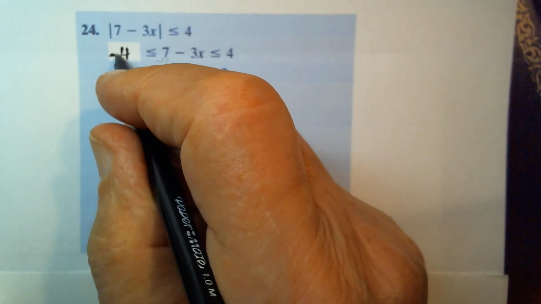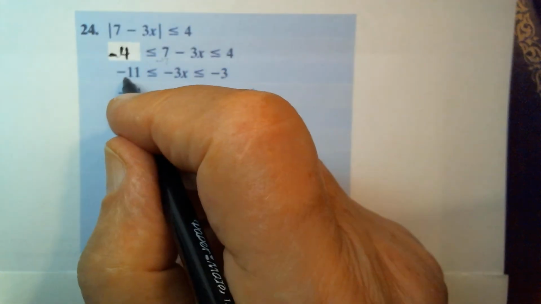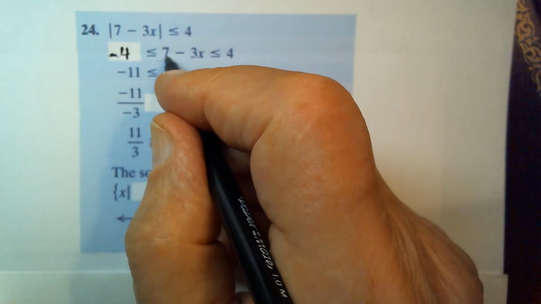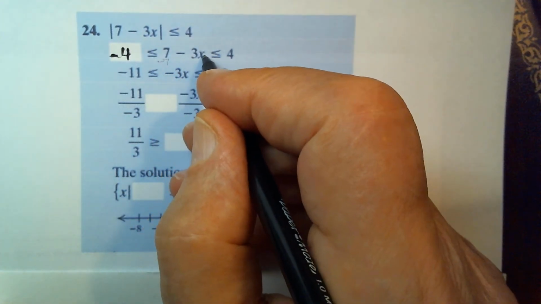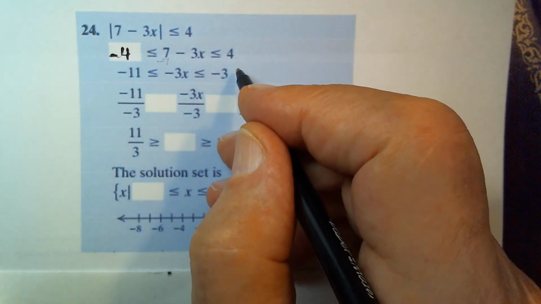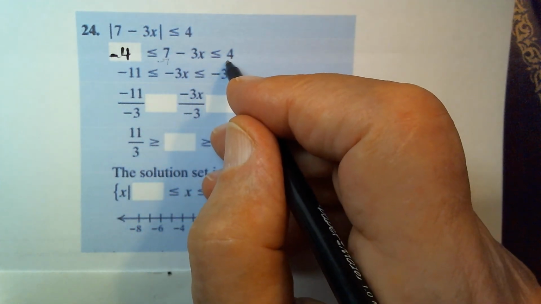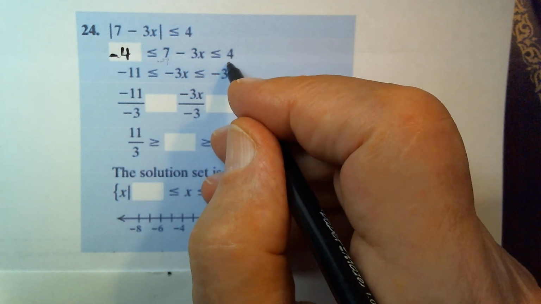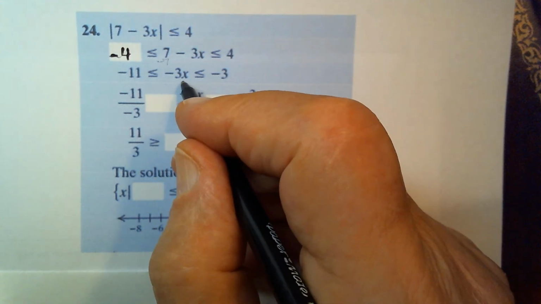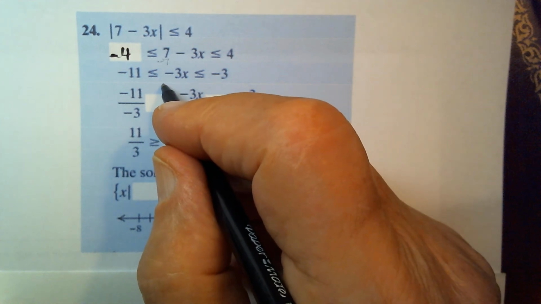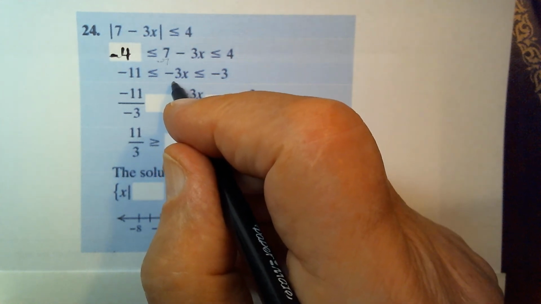Minus 4 minus 7 is minus 11, but 7 minus 7 is 0, so that only leaves us a minus 3x in the middle. And so when we subtract 7 from 4, we get a negative 3. Now to isolate x, we need to divide each part of the compound inequality by negative 3.